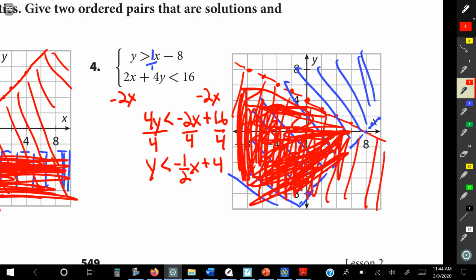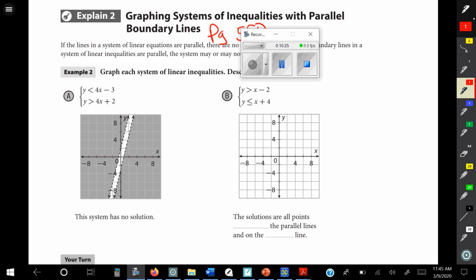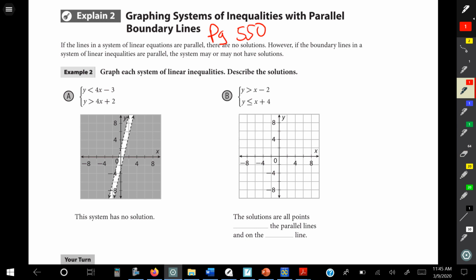Okay, so that's solving inequalities there. Now we're going to take a look at some special cases. This is graphing a system of inequalities with parallel boundary lines. So if you take a look, we've got two equations with the same slope. And anytime you get the same slope, you end up with parallel lines, which means they're not going to intersect. So let me zoom in here and make sure it's real clear what we've got going.